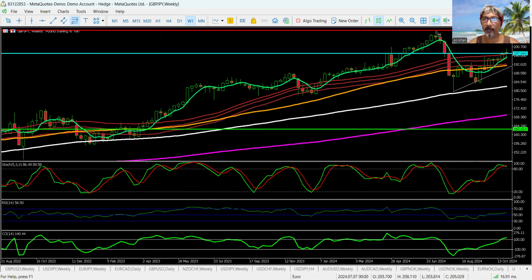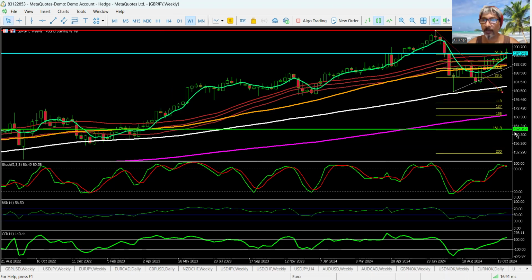This is my Fibonacci tool, from that high to that low, and you will see 1.618 is here, 162.81, and 61.8. Where the market is struggling at the moment is 61.8, and that gives me an indication that the market is going to reverse here.